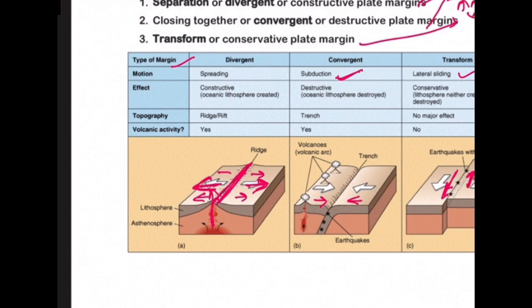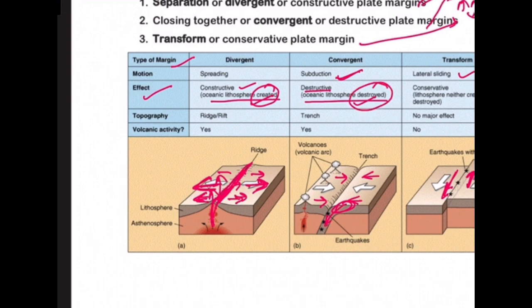Now, the effects produced at a divergent plate boundary are constructive, oceanic lithosphere is created, and at a convergent boundary are destructive, oceanic lithosphere is destroyed. Lithosphere created and lithosphere destroyed means that when the plates are moving away from each other, new material is coming above the surface, so it is created. And when the plates are moving towards each other, the plate which was previously present is subducting in a downward direction, so it is destroyed.